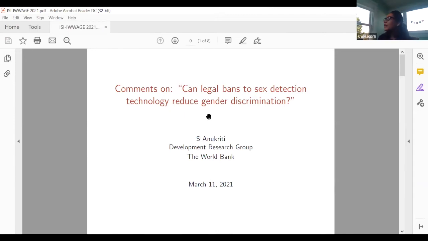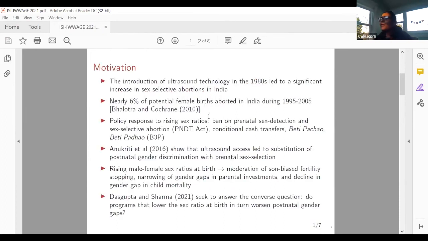All right, so thank you, Aparajita. This was very interesting to read. It's almost like a mirror image of my paper, so it was interesting to see how things switch. Before I go into the more detailed comments, let me frame it for everyone again. We know that in the 80s, when ultrasound technology became available in India, there was a huge increase in sex selective abortions. My co-author Sonia has a paper which estimates that nearly 6% of all female births were aborted in India in the 1995 to 2005 period. And this number is going to be higher if we look at more recent years.